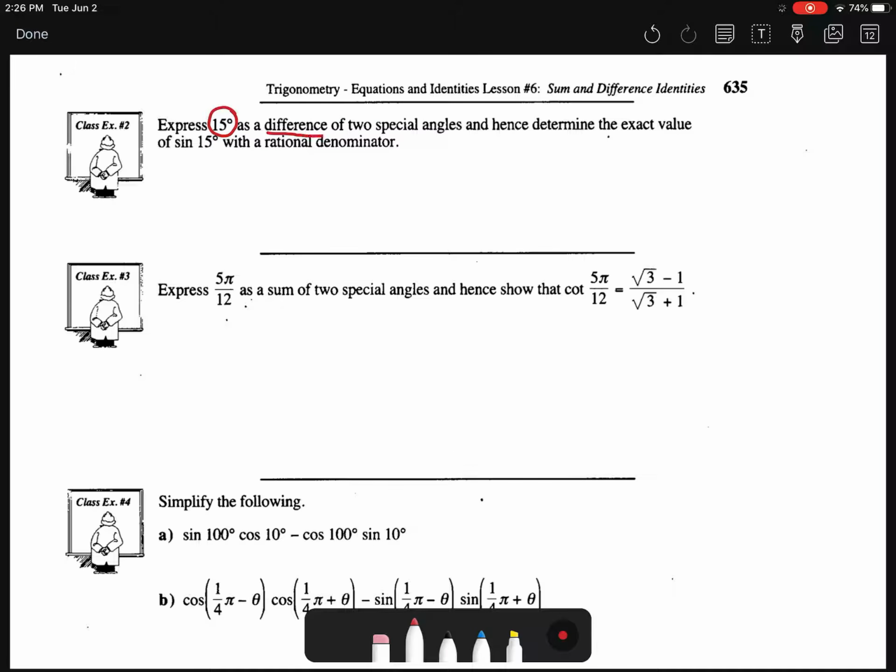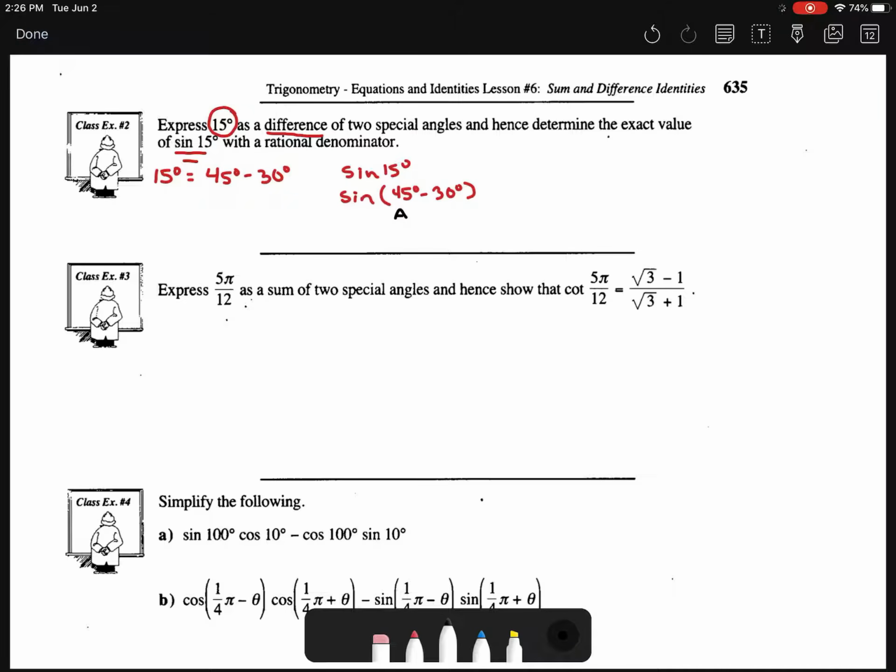But they're saying write it as a difference, which means we want to subtract using two special angles. Well, 15 degrees, using two special angles, could be 45 degrees minus 30 degrees. I know a lot about 45 degrees and 30 degrees. I know the special values of those angles and their ratios. So what I do, and they want the sine of 15 degrees, is instead of writing sine of 15 degrees, which is what they are asking for, I write it as the sine of, and instead of 15 degrees, I write it as 45 degrees minus 30 degrees. I split it up into two angles that I do know their special values.